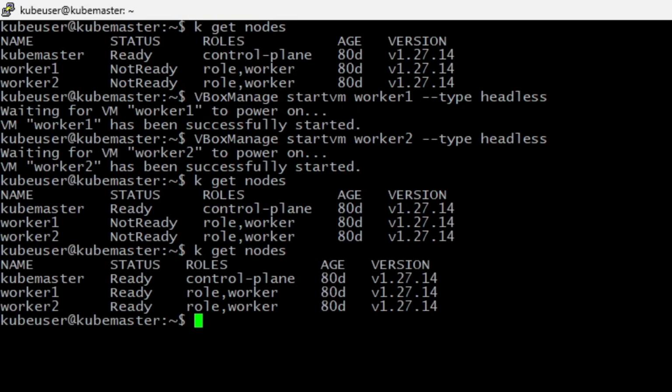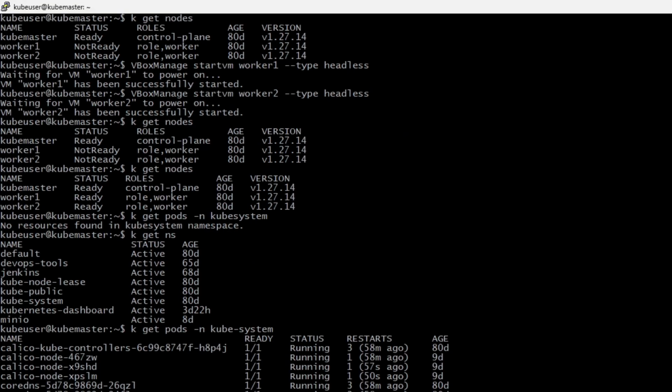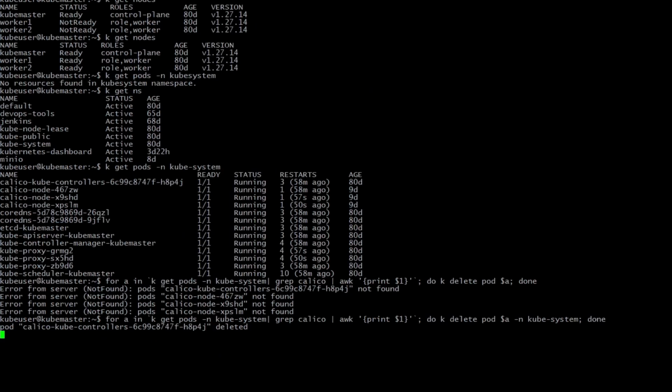They are up now. In every Kubernetes cluster, there is a container network interface. In my case, it is Calico. As per my experience, in case of accidental shutdown, after we bring the nodes back up, the cluster faces issues scheduling pods. It can be fixed by deleting the Calico pods.